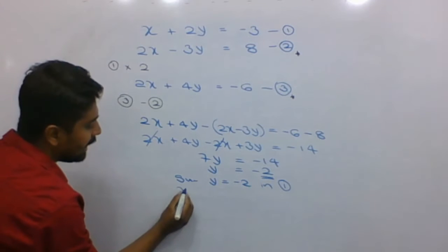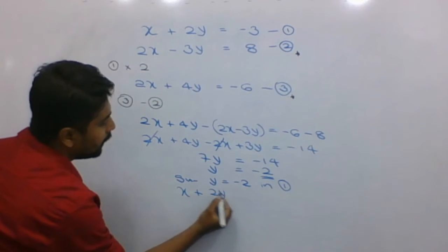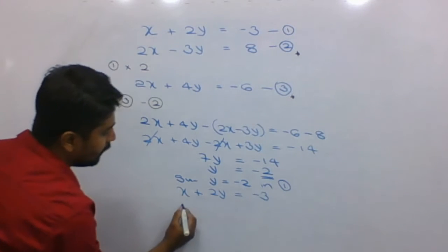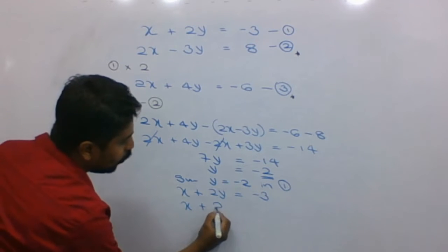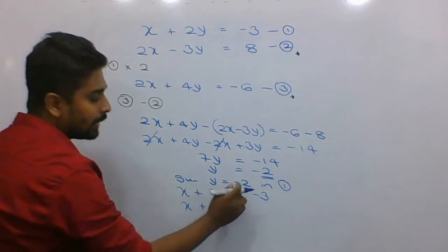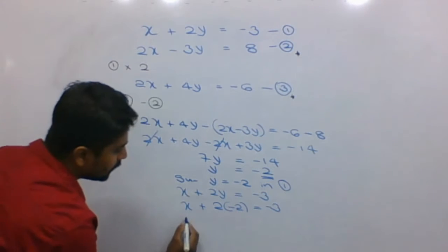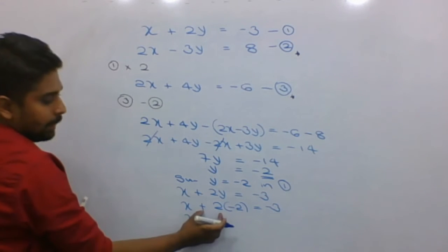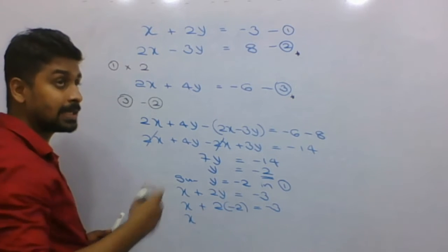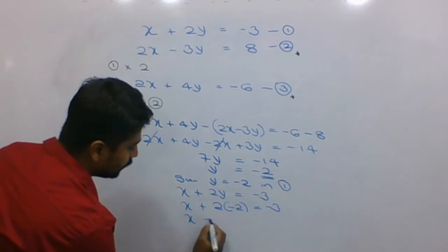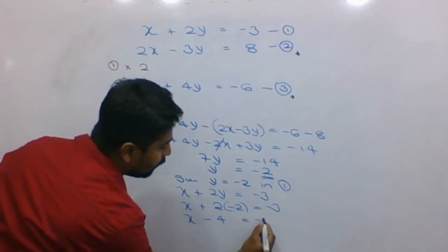So what is there? x plus 2y equals minus 3. Then x here, plus here 2. Instead of the y, I can put what? Minus 2. Minus 2 equals minus 3. So x plus here plus 2, here minus 2. When you multiply plus into minus, it becomes minus. So minus 4 equals minus 3.